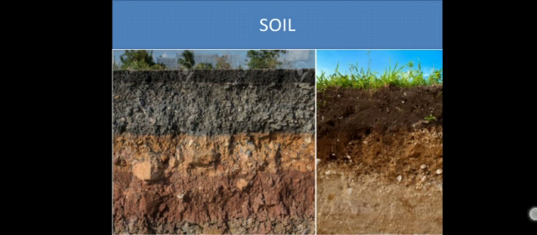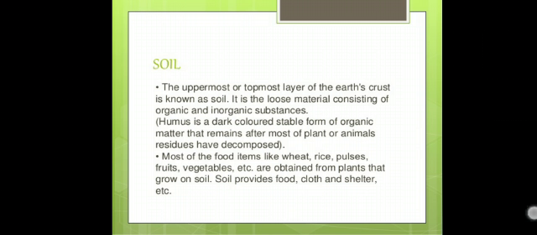Children, this picture depicts the various layers of soil that make up the soil profile. But before discussing the various layers of the soil profile in detail, let's ponder on the definition of soil. So, soil is the uppermost layer of Earth's crust, which consists of organic and inorganic substances. Soil formation is a very slow process because it takes millions of years to form a few centimeters thick layer of soil.